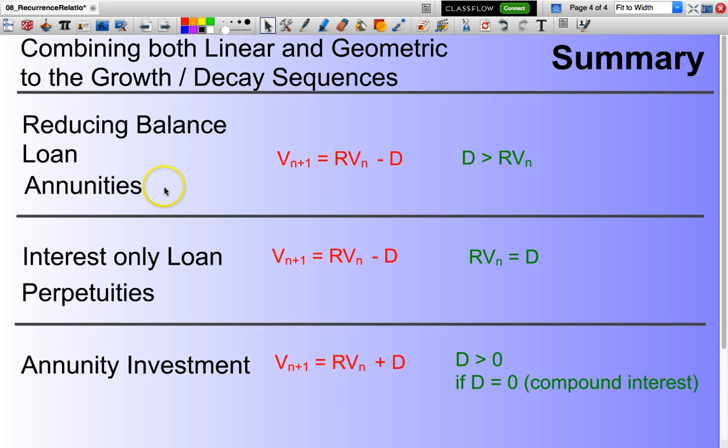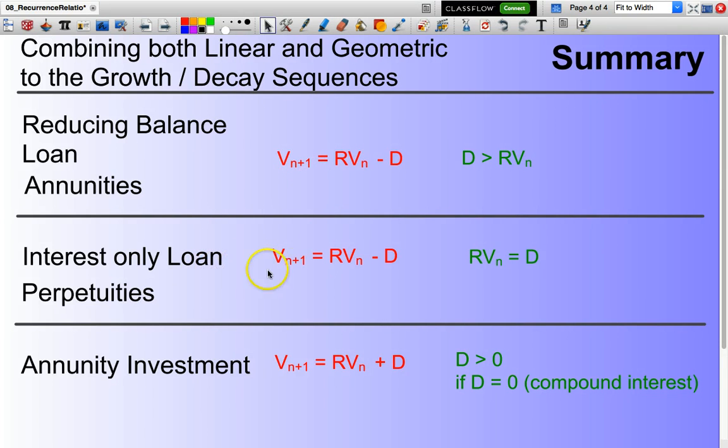So what you'll see here, reducing balance loans and annuities are very similar. In concept, our next term basically equals an interest component that's added on minus an amount that has decayed due to a linear sequence. In this situation, the D will be greater than our RV, in other words, for a home loan, our repayment will be greater than how much I have to pay for interest. So in the long term, the value of Vn will approach 0.